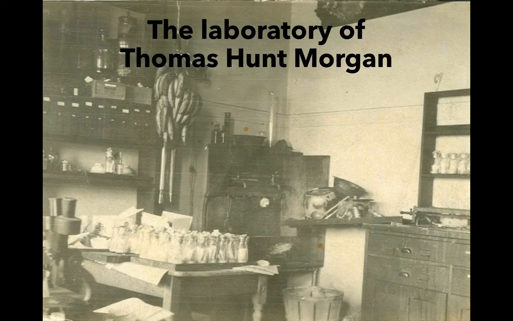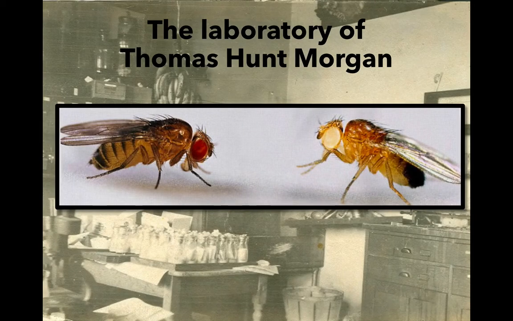Shown here is a picture of the laboratory of Thomas Hunt Morgan. Morgan was interested in studying the idea that new species arise because of spontaneous mutations. He decided to use Drosophila to understand if this theory was correct. Shown here is the result of one of his first studies. It might not look like much, but the difference between these red eyes and white eyes really opened the field of genetics.